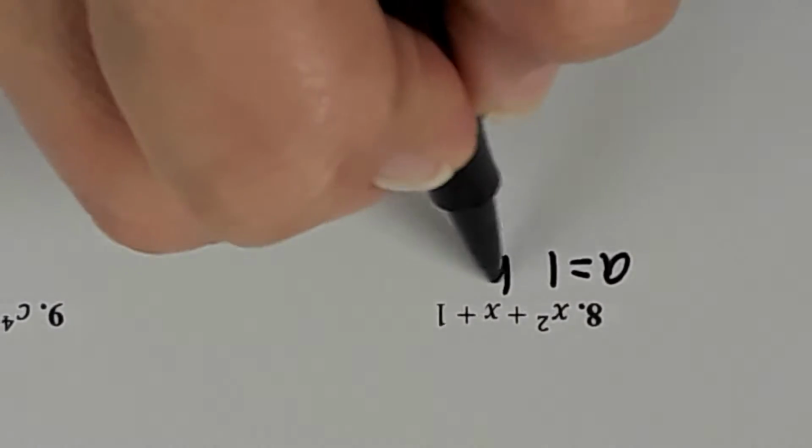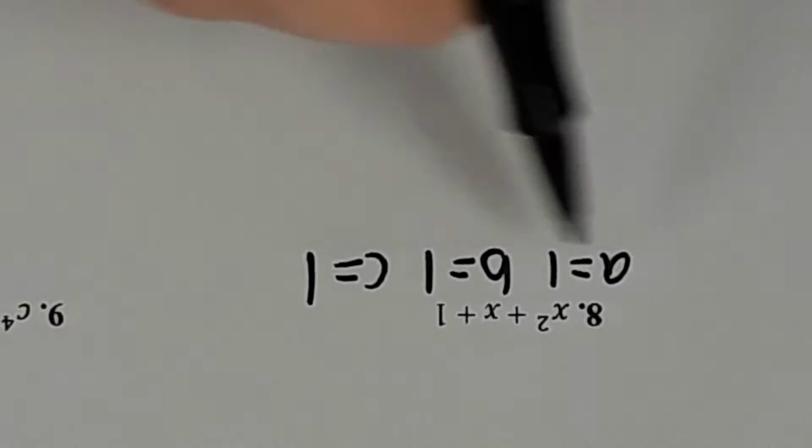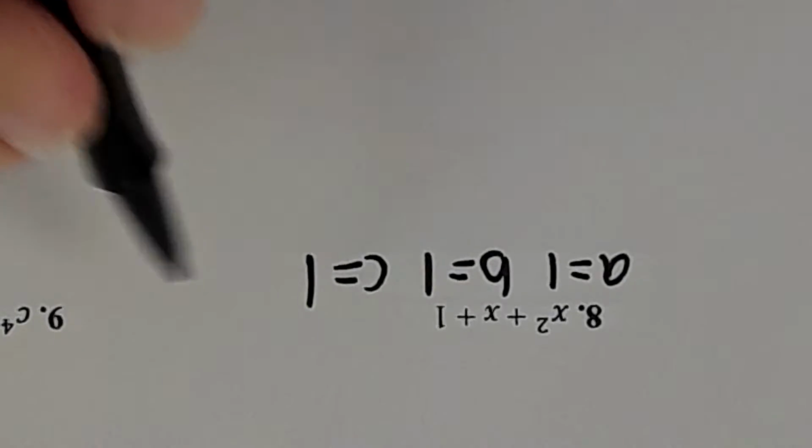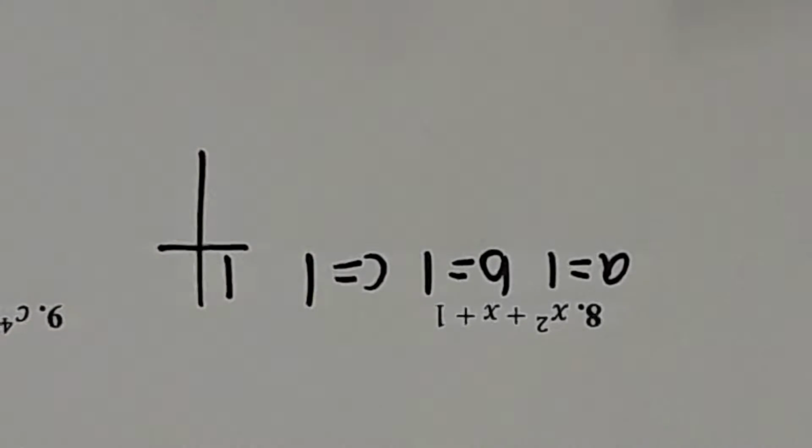Okay, this is a trinomial, like 3 terms. So what is A? 1. What is B? 1. What is C? 1. Okay, so since A is 1, I don't have to worry about that. I'm looking for a number that when I multiply, I get 1, and when I add them, I get 1. So what are the factors of 1?